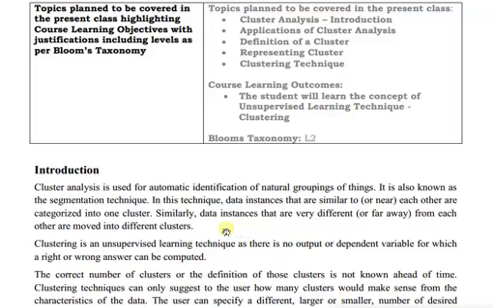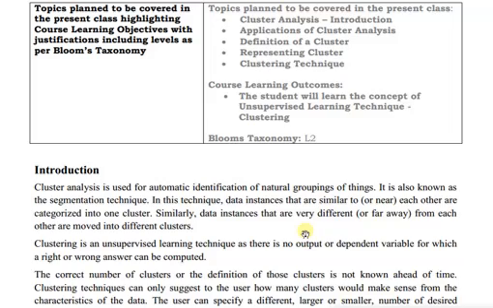So in cluster analysis, the data points that have a similar feature are categorized in one cluster, and data instances that have different similarities are placed into different clusters. So clustering is an unsupervised learning technique, as there is no output or dependent variable for which a right or wrong answer can be computed.